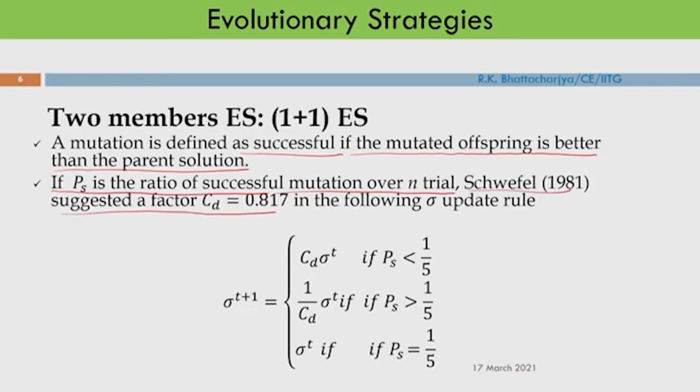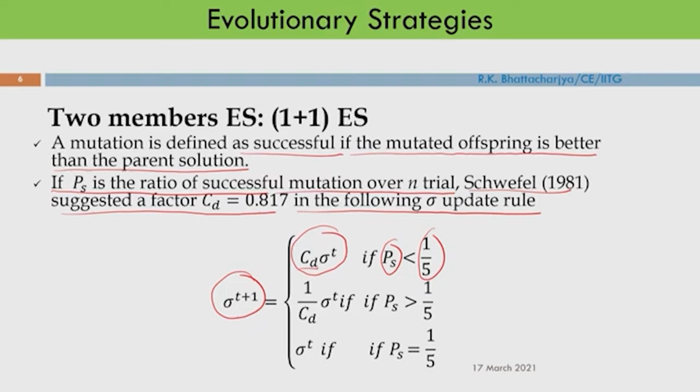suggested a factor cd, which is 0.817, in the following sigma update rule. So, he suggested how you update sigma in the next generation. If PS is the ratio between successful mutations to all mutations and it is less than 1 by 5, then you are using cd times sigma t. That means in that case you are not successful, the ratio is less than 1 by 5, so you are decreasing the mutation.